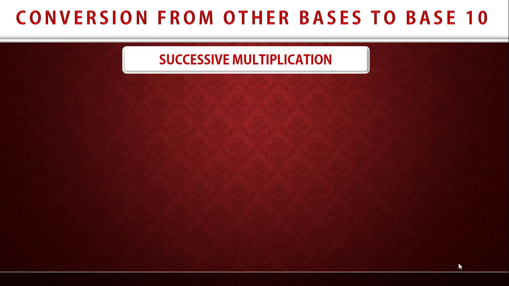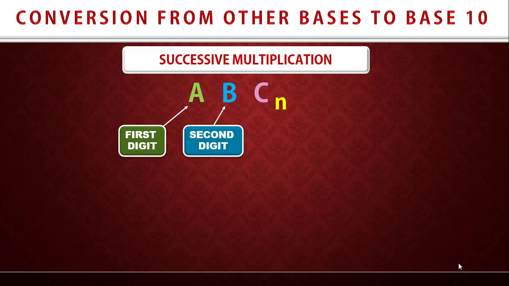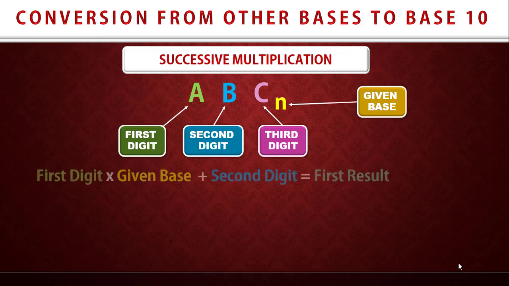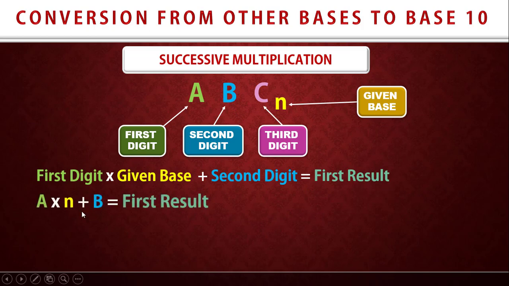For successive multiplication, if you're given the number abc in base n, we just assume a is the first digit, b is the second digit, and c is the third digit, where n is our given base. Then the formula for successive multiplication is first digit times the given base plus the second digit equals first result. So we have a times n plus b equals first result.